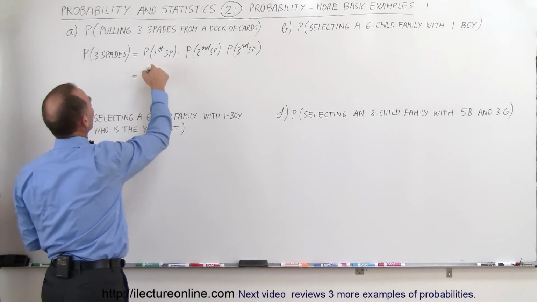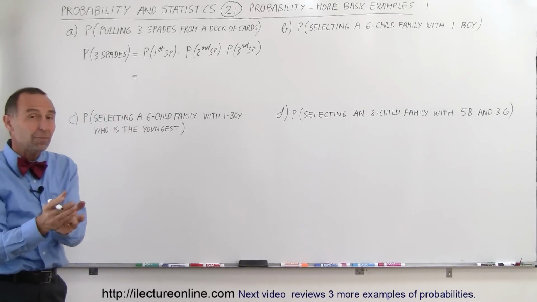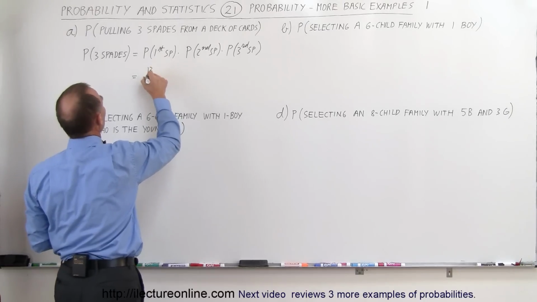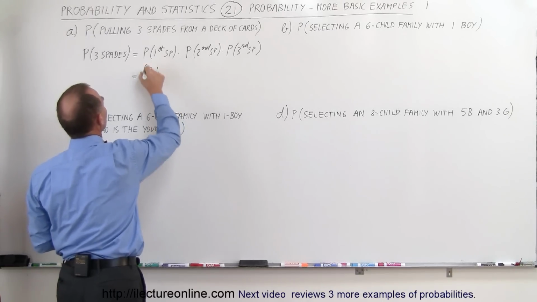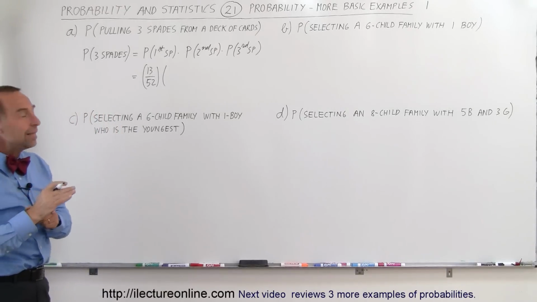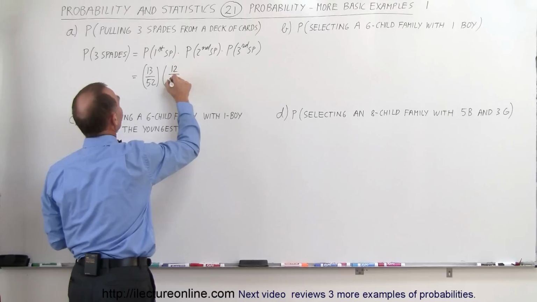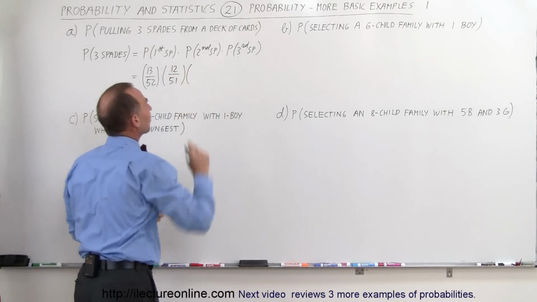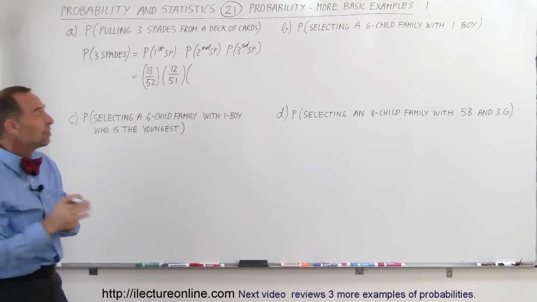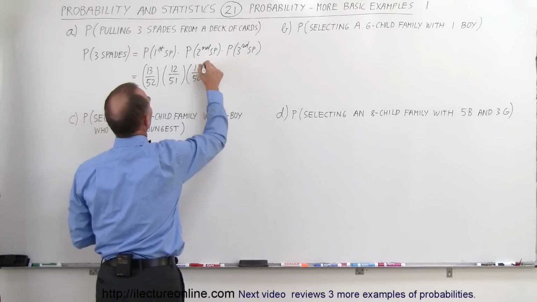So this would be equal to the probability of getting the first spade. Now how many spades are there in a deck? There are 13 spades, and the deck has 52 cards, so the probability is 13 over 52. Next, the probability of getting the second spade, now there's one less spade and one less card. So that means the probability is 12 out of 51. And finally, the third attempt, now there's again one less spade, so now there's only 11 spades and 50 cards. So the probability for the third spade would be 11 out of 50.